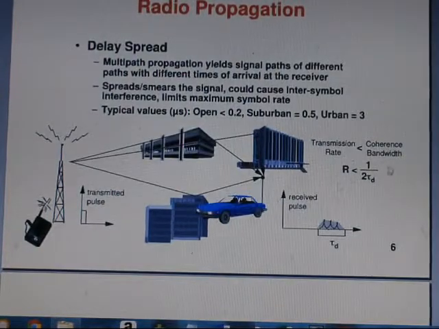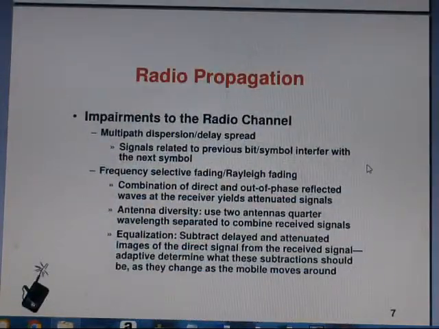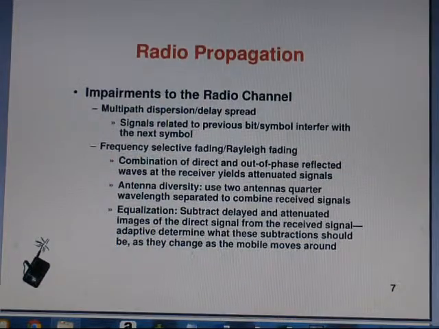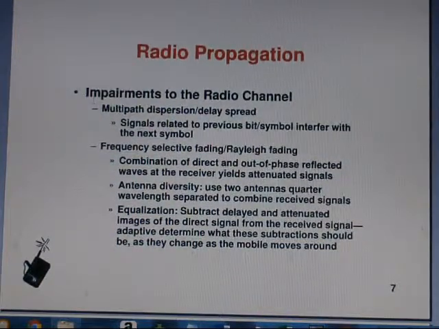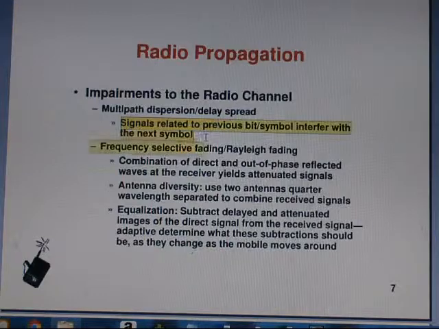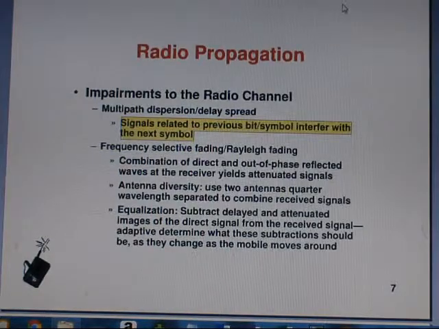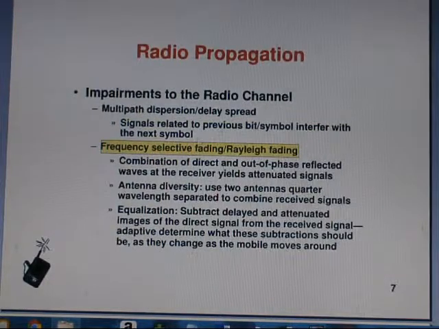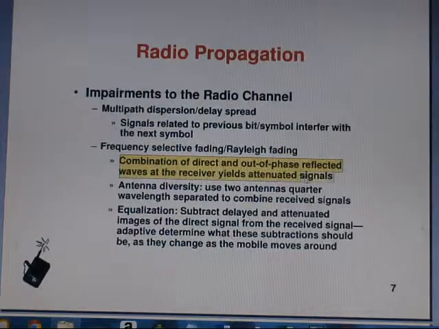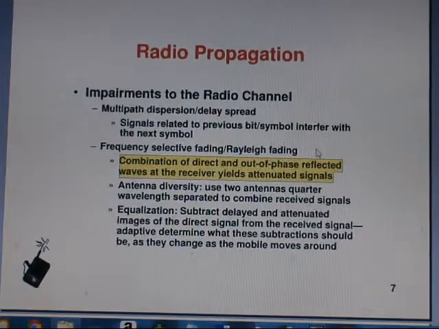So the next one is radio propagation impairment of the radio channel: multi-path dispersion. The delay spread means the signal related to the previous symbol interferes with the next symbol, so the first symbol that we sent interferes with the next symbol. Frequency selective fading and Rayleigh fading: the combination of the direct and the out of phase reflected wave at the receiver can produce an attenuated signal.